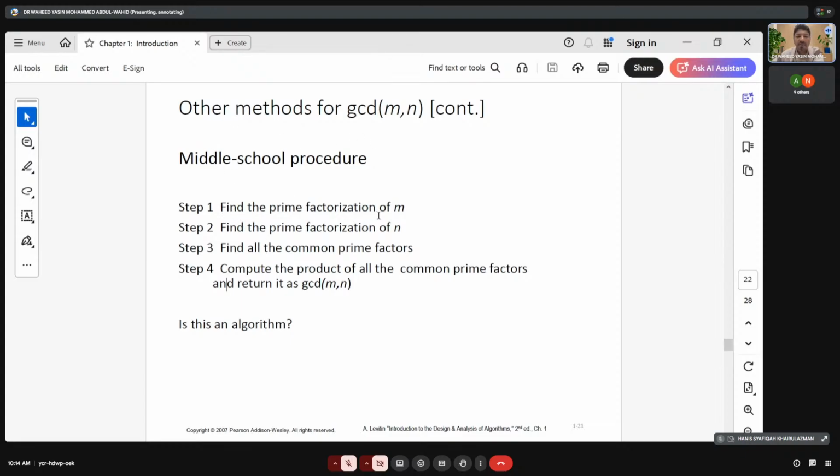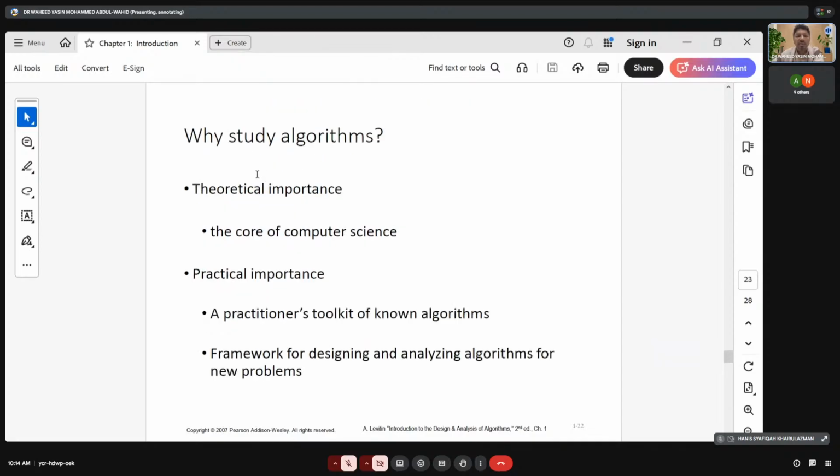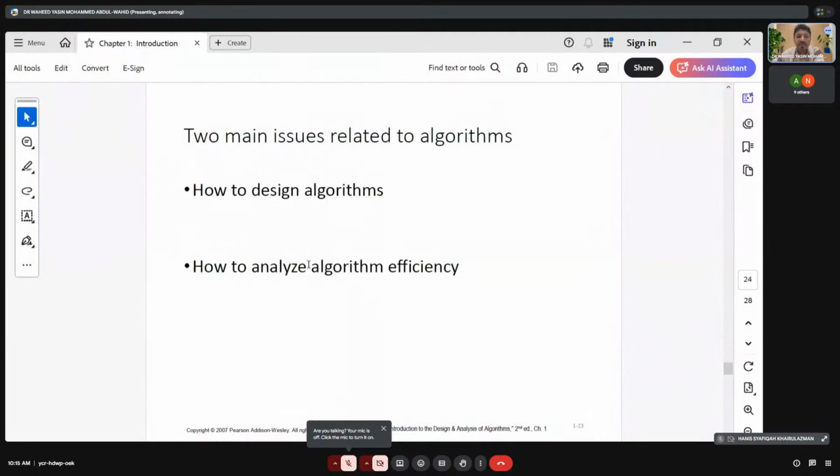This is another one that we have. Find the prime factorization of m, find the prime factorization of n, find all common prime factors, compute the product of all common prime factors, and return it as the GCD of m and n. Why do we study algorithms? Here we have theoretical importance and practical importance. The main issues related to algorithms are how to design an algorithm and how to analyze algorithm efficiency.